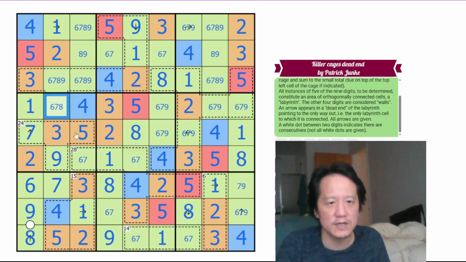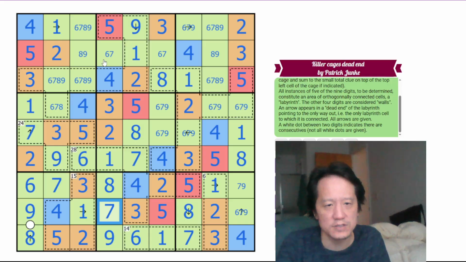Which means this can't be... This 7 eliminates 7 here, so it's 6 and 7. 7 eliminates 7 here, so it's 6 and 7. 6 eliminates 6 here, so it's 7, which makes that 6, which makes that 7. These can't be 7 here. This can't be 7 because of the 7 in the row.